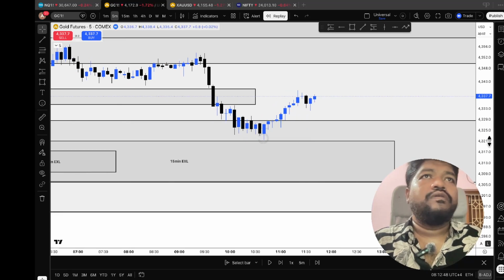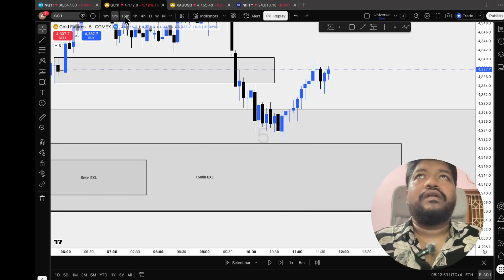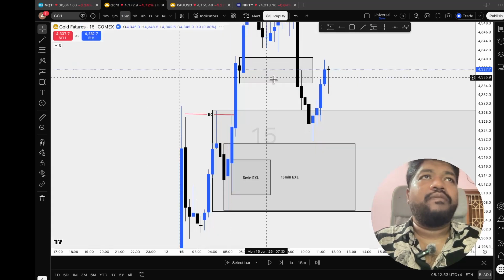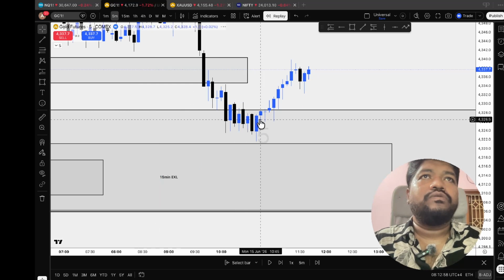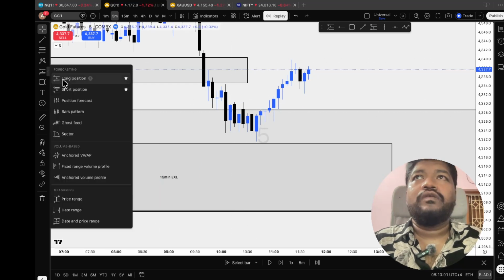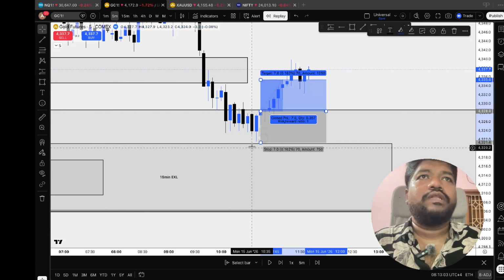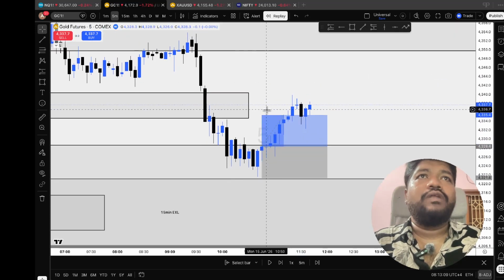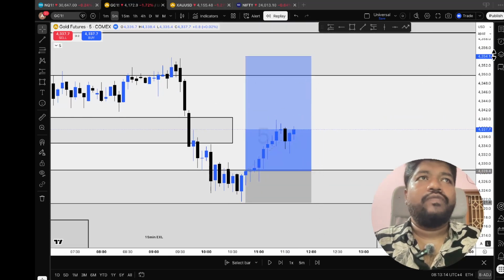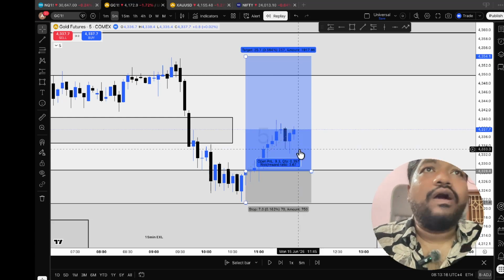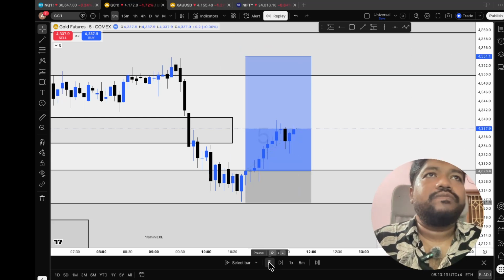As soon as I see it touch my zone, I can also take it in the 15-minute as well. In the 15-minute the engulfing will be too high, so this should be my entry over here, this one, and this can be my stop loss. Up to what level it can go, I will be expecting this to reach this minimum. I will explain how we can go over there. So this is my first trade. Let's see. Okay, great.